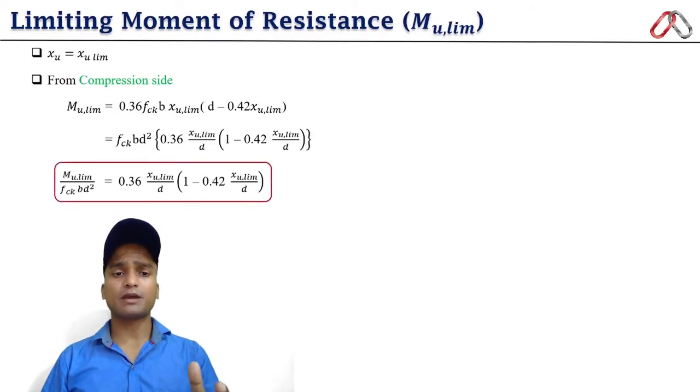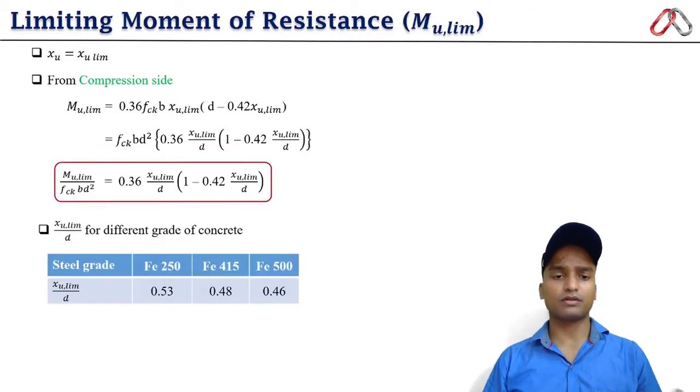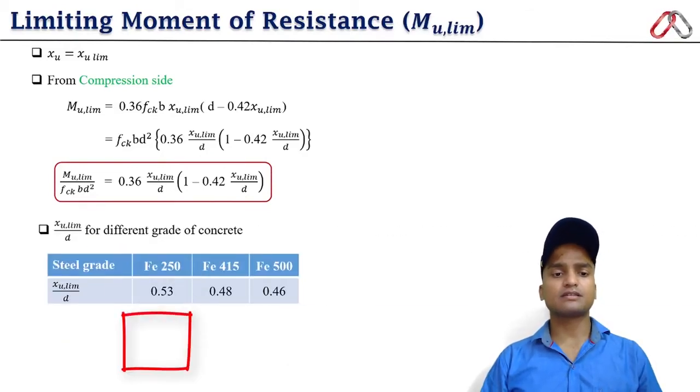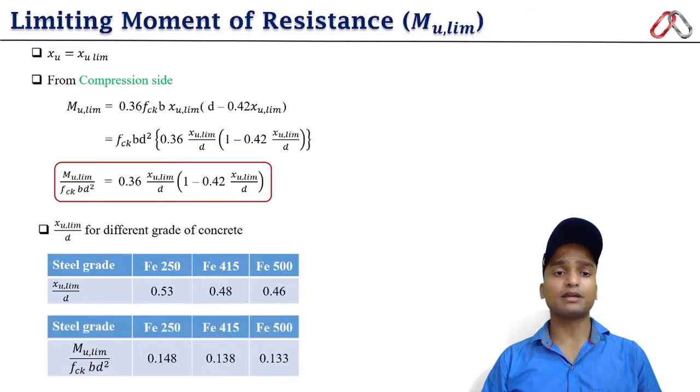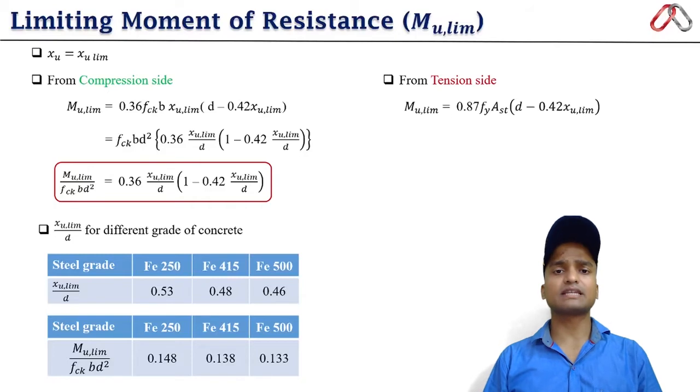The formula which we have arrived at may appear difficult to the eyes, but you need not remember it, because if you have understood the concept, you can easily calculate it. And the value of Xu limiting by d is a constant for different grades. Similarly, the value of Mu limiting by fck b d square is also a constant. Alternatively, we can also calculate the limiting moment of resistance Mu lim from the tension side also, and we just have to put the value of Xu equal to Xu limiting.